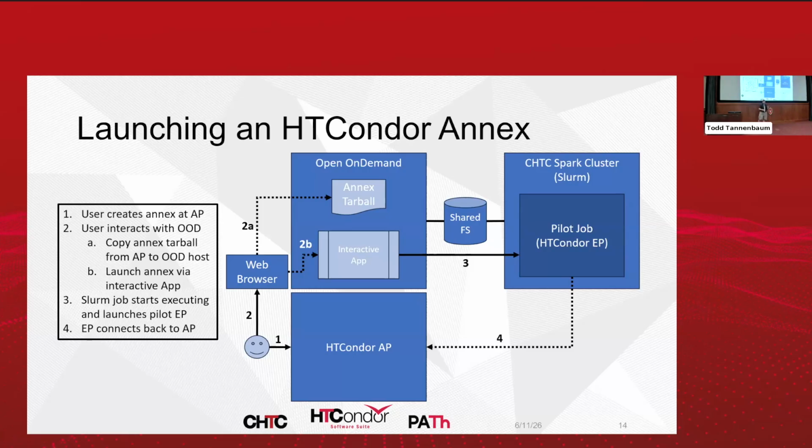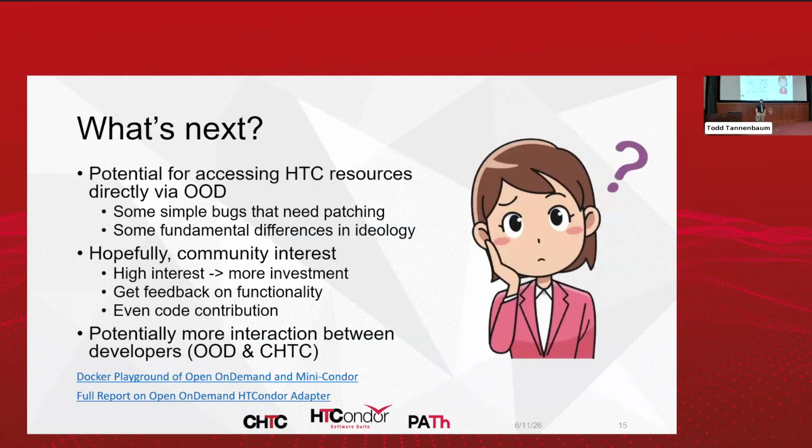There's a bit of subtlety and steps here. I hope to get rid of this step where they have to explicitly copy this annex tarball from the access point over to the OnDemand hosts, but it's early days. But in the end, what's next, right? There's this first class adapter. I think it's really cool. I think it has potential of directly accessing high throughput computing resources, but there are some fundamental differences in ideologies and just some simple bugs that need to be fixed regardless.